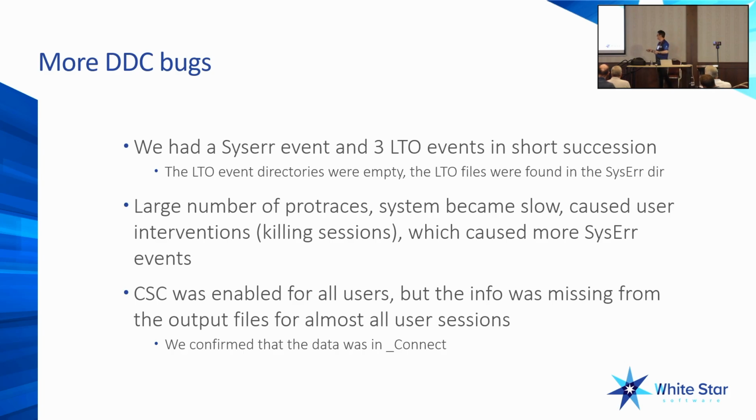And again, the CSC bug that I mentioned, and I know it's a DDC bug because we confirmed that CSC was enabled and that the data was in the cache in the _connect record, and we could also see it in ProTop, which also shows the CSC data. However, it just wasn't present in the CSV files, so there's something screwy going on there.